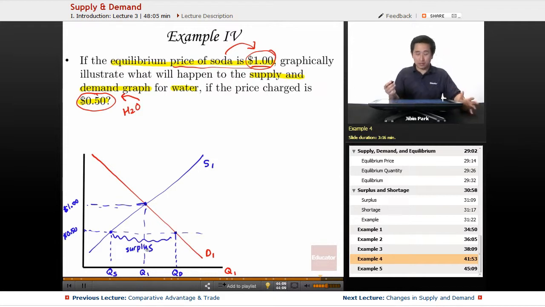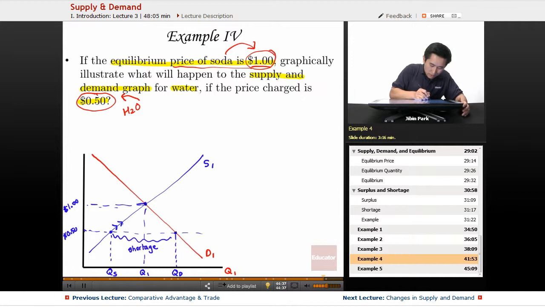So what's going to happen to the supply and demand graph? Basically, if for some reason 50 cents is the price that's charged, you're not going to have a surplus, you're going to have a shortage, right? Eventually the market is going to realize that there's a shortage situation. As suppliers keep selling out, they're going to realize, you know what, we can raise the price.